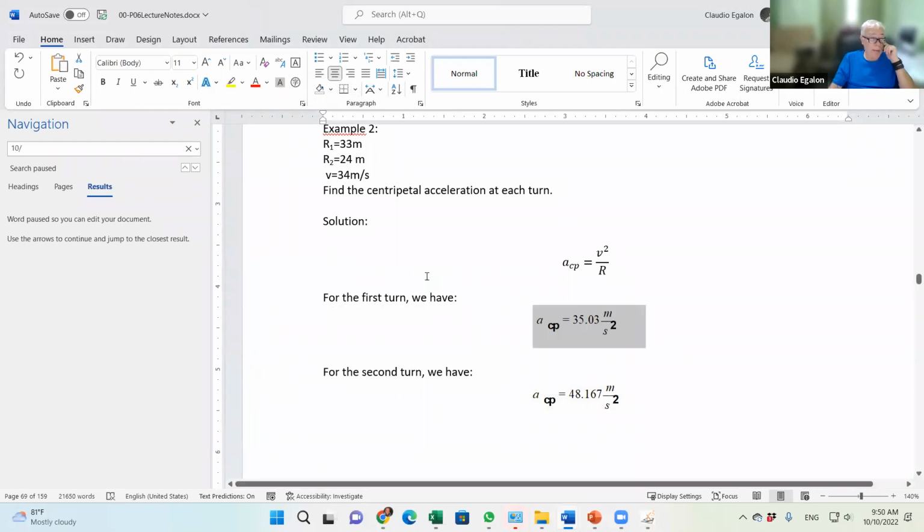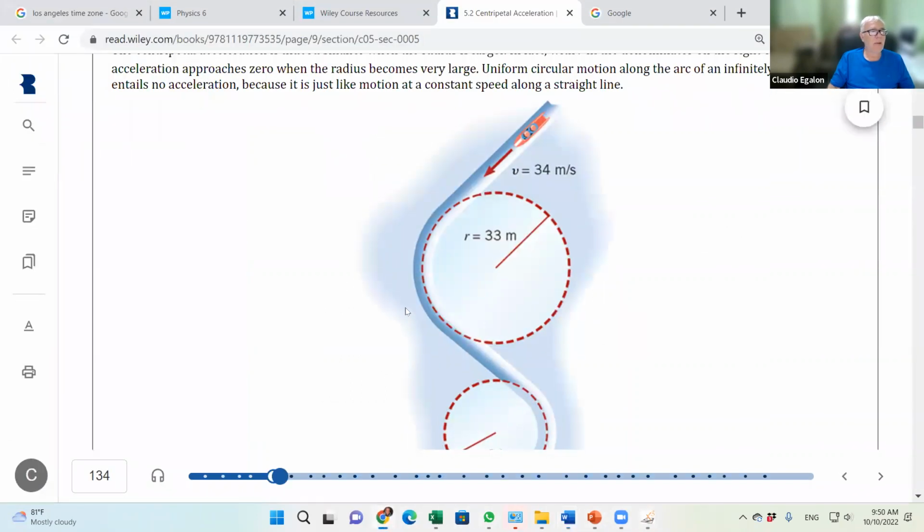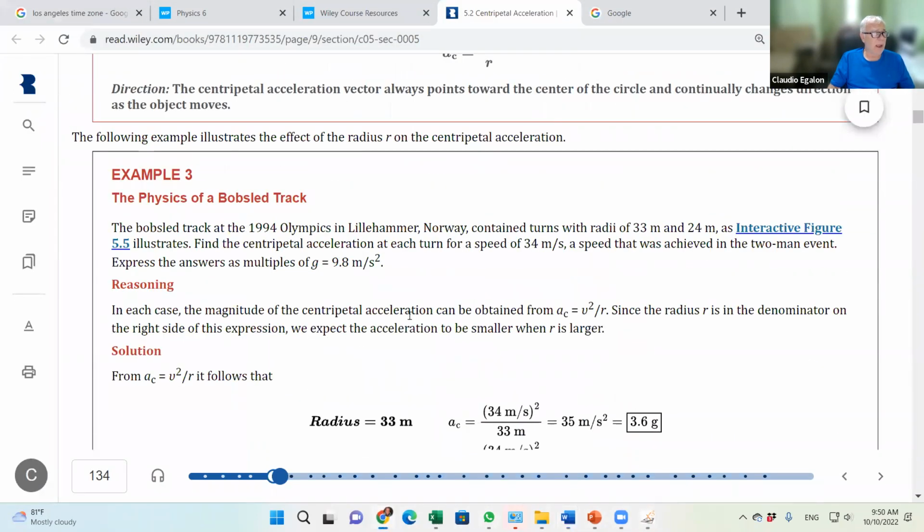But that's not what he asked. He didn't ask for the value of the centripetal acceleration. He asked for the value of the centripetal acceleration in terms of the G's, in terms of the acceleration of gravity, which is approximately 10 meters per second squared, 9.8. Let's use 10, that's easier. How many G's do those values represent?